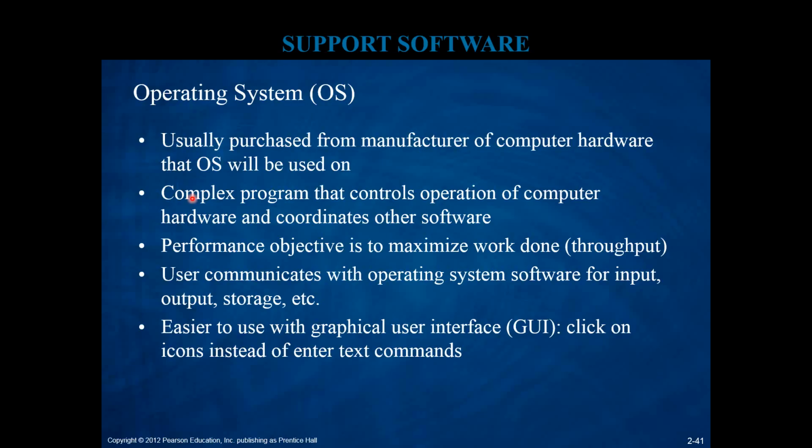But back to the discussion of operating systems. Operating systems, OS, are complex programs that control operations of computer hardware and coordinate other software applications together so that they can all work, sometimes in unison, like using some kind of multitasking or multi-threading approach. The main objective of an operating system is to maximize work done, the so-called throughput of the system. And the user communicates with the operating system as well by providing input, by receiving output, by managing storage, and so forth.